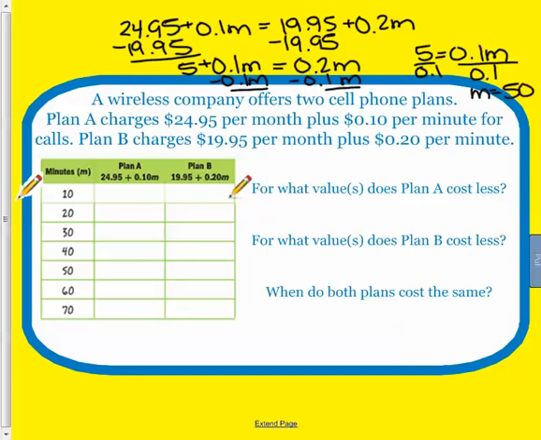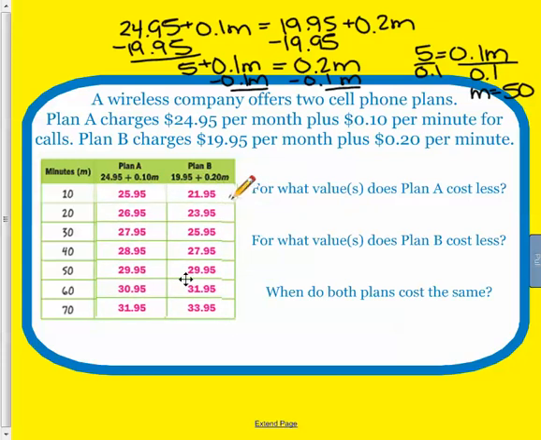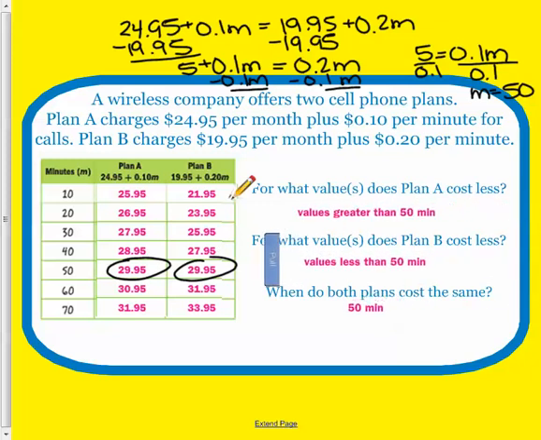So at 50, they both work. If you filled in the chart, you would see that at 50 minutes, they both equal $29.95. So Plan A costs less when the values are greater than 50. Plan B costs less when the values are less than 50, which you can see all of these are cheaper until we reach that point. And then at 50, they cost the same. And then Plan A starts becoming cheaper.